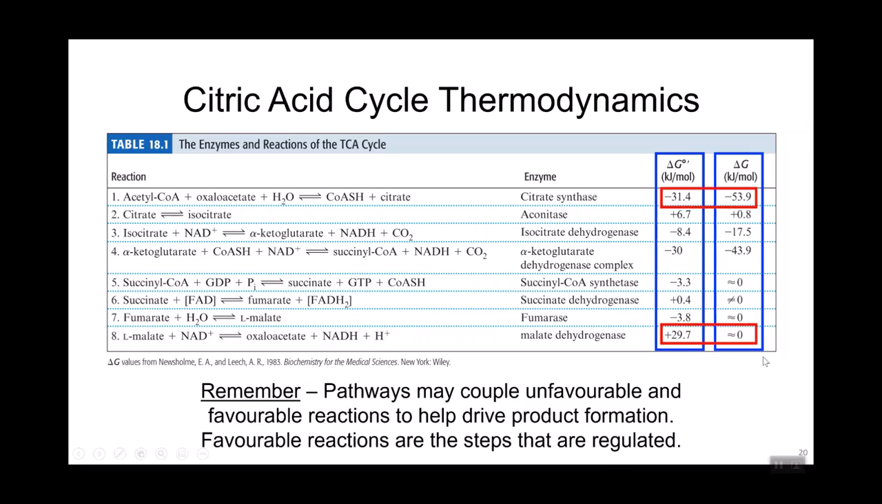So when you couple step 8 with step 1, the product of step 8, oxaloacetate, is going to be depleted in order to make citrate in step 1 in that favorable reaction. Now, it's these 3 reactions that have negative free energy changes that are going to be spontaneous and essentially irreversible. Okay, so these are the ones that are going to be regulated in order to slow down the cycle. The other 5 reactions can actually be reversible depending on the concentration of substrates and products.